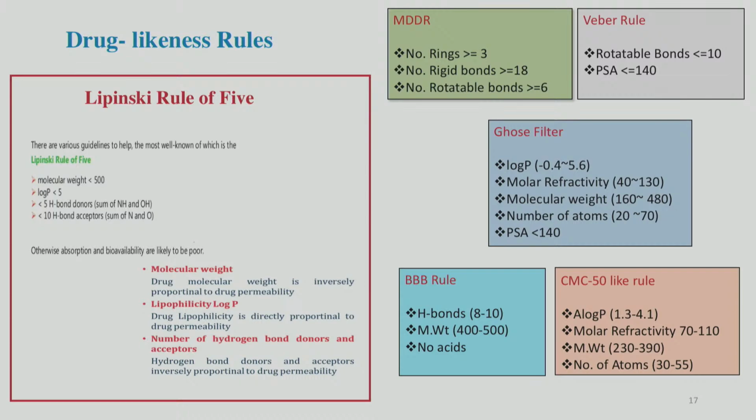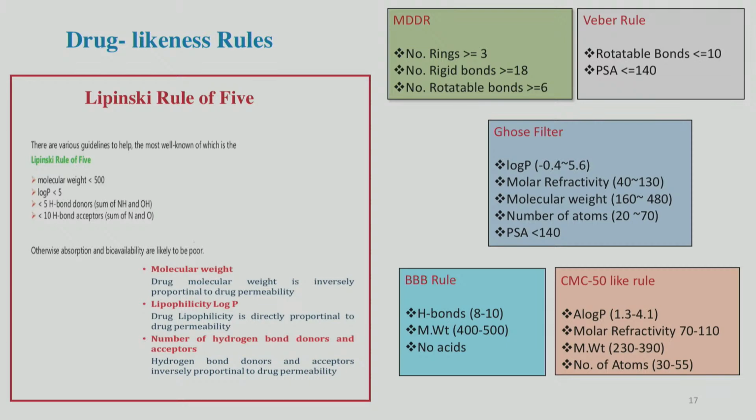Before doing any drug discovery process, drug-likeness has to be followed. So that is the Lipinski rule of 5. For example, if you are selecting a molecule, the molecular weight should be less than 500, the partition coefficient less than 5, the number of hydrogen bond donors less than 5, and the hydrogen bond acceptors less than 10. So we should follow these rules to design a drug molecule. Apart from the Lipinski rule of 5, there are several other rules like MDDR, Weber, Ghose, Veber, and CMC 50. Each rule has its own conditions. If any molecule shows more than 2 or 3 violations, we can skip the molecule.